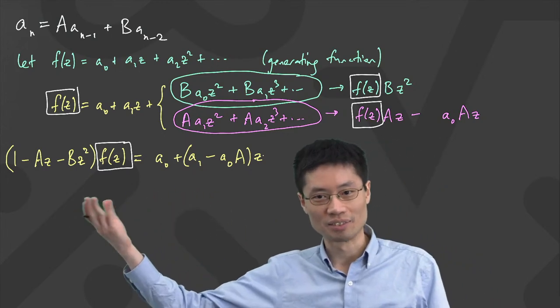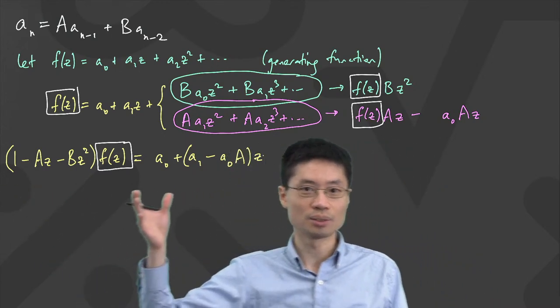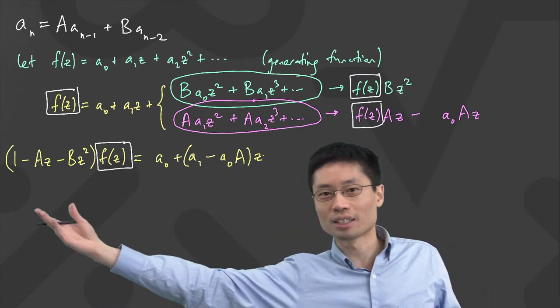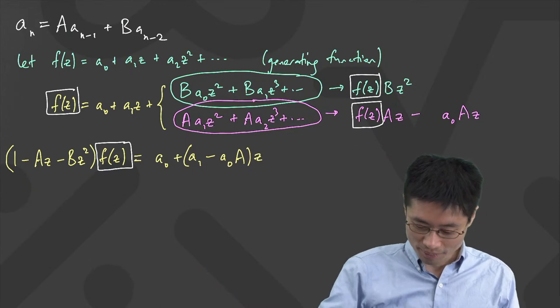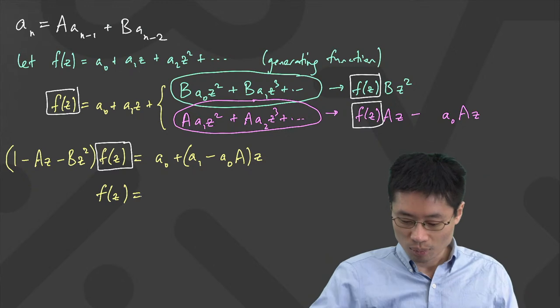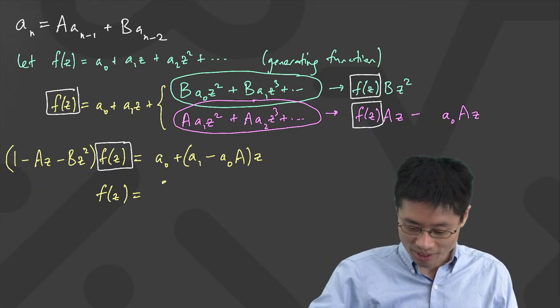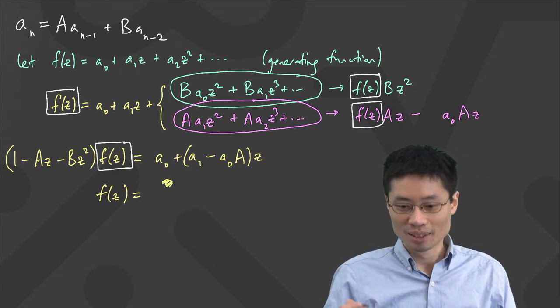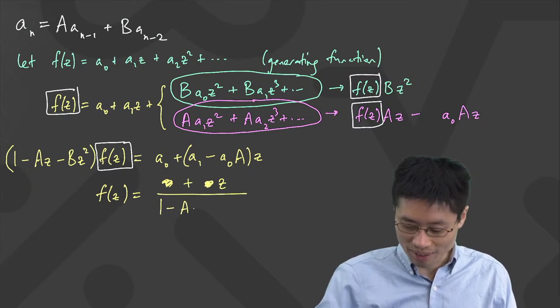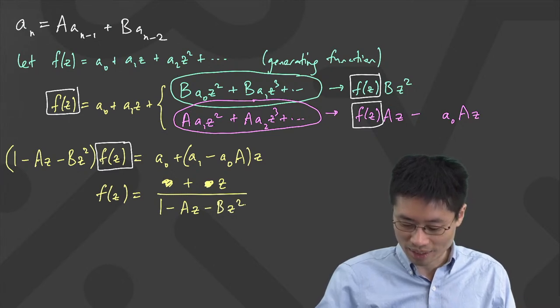So I have this thing here. I have the f of z with factored stuff equal to some other stuff. And so what you do is you then say, okay, I can divide out this stuff on the left, and I get f of z. F of z is equal to some blob plus some other blob z, divided by, now these I'm not going to leave as blobs, I actually want them: 1 minus capital A z minus capital B z squared.